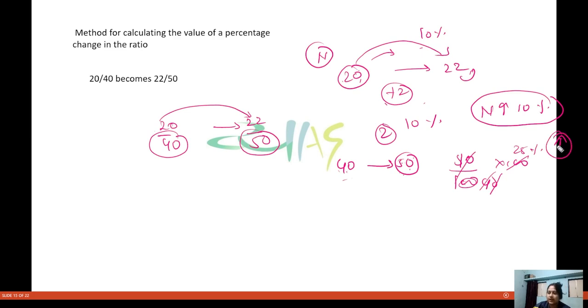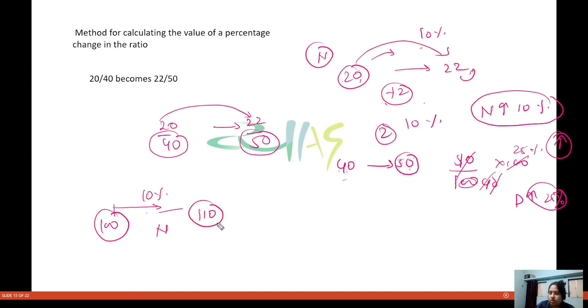So this will become 82.5. So basically overall, your ratio is decreasing by how much? Your ratio is decreasing by 17.5%. Fine. So this is how you can find the percentage change in ratio.